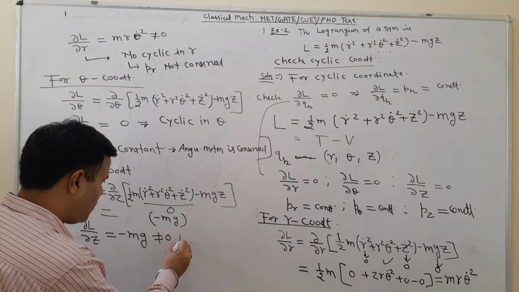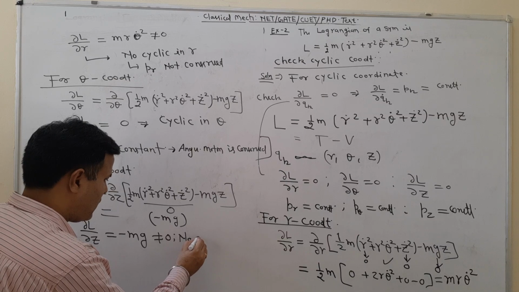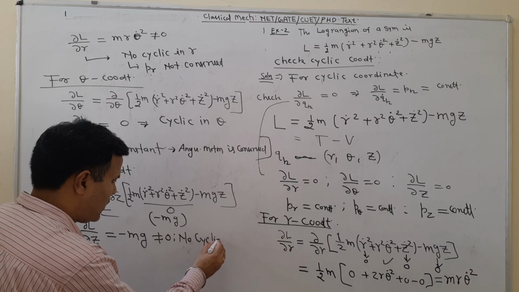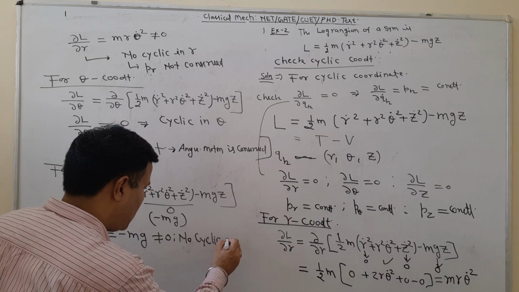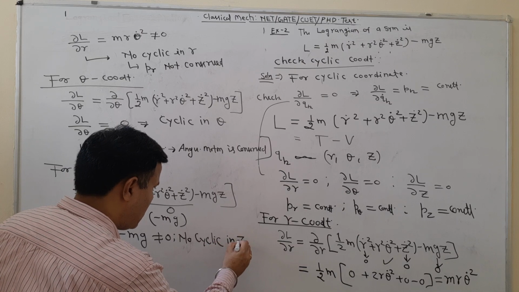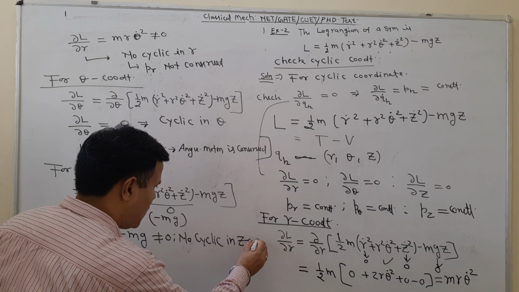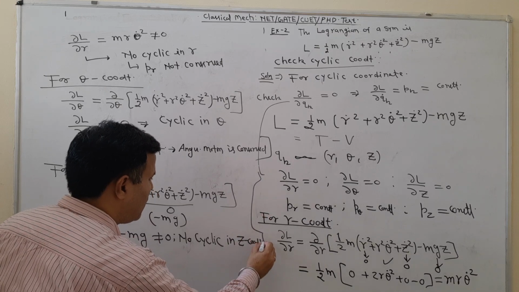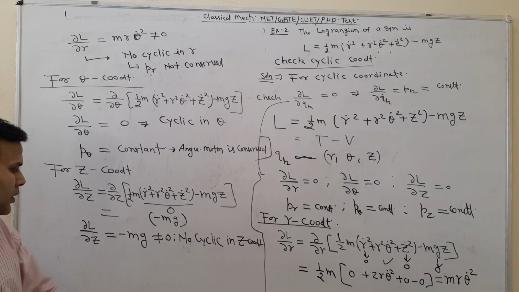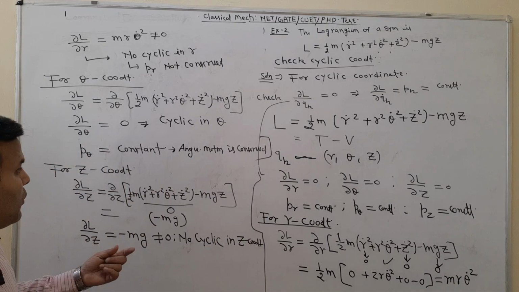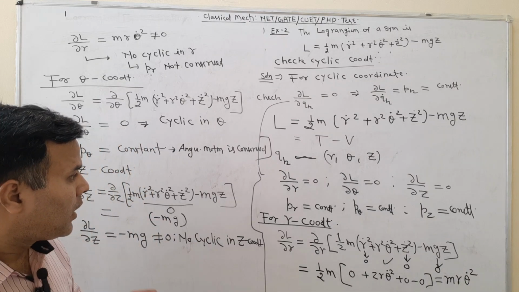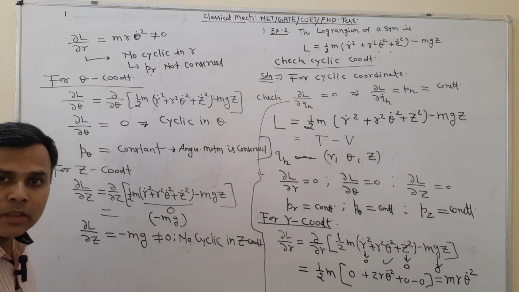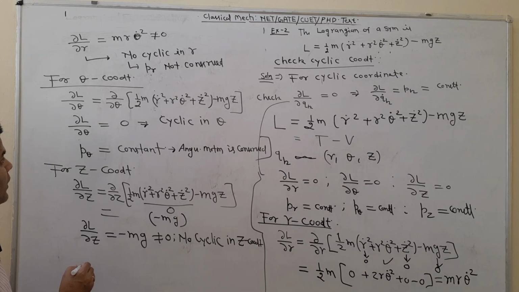So we can say that in the given dynamical system there is no cyclic coordinate in z. So we have only one cyclic coordinate, that is theta.